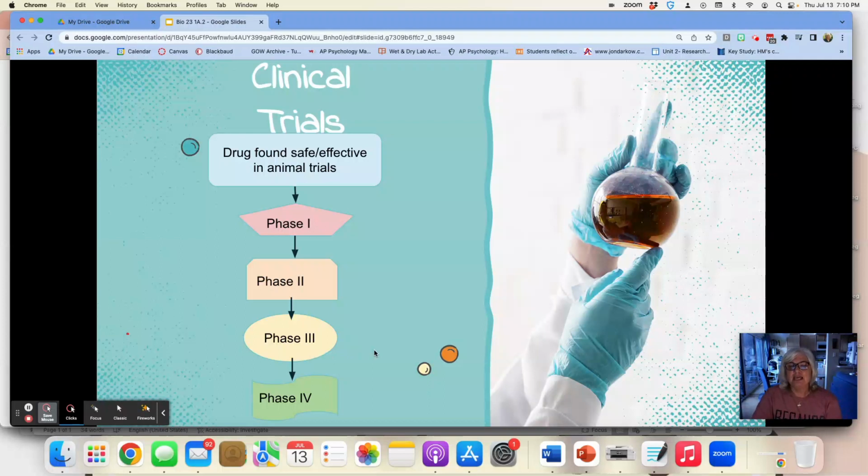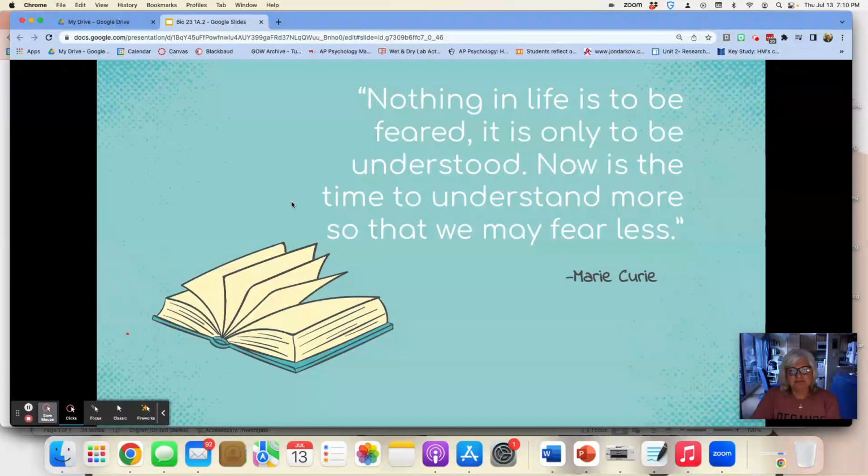Phase 3 is now what we're doing is we're moving into an even larger population. We're going to actually start looking at different populations, so different countries, different genders, different ages, different health risks, things like that. And then finally, phase 4 is after it's been approved, then it goes into this long-term study. So now we're going to study it over a long period of time in many, many different populations.